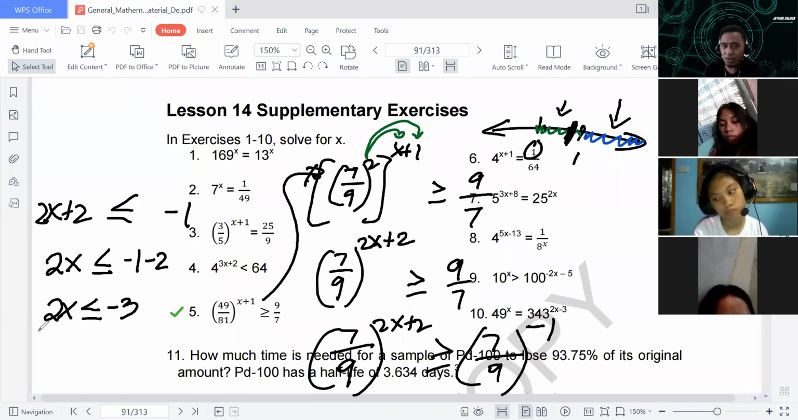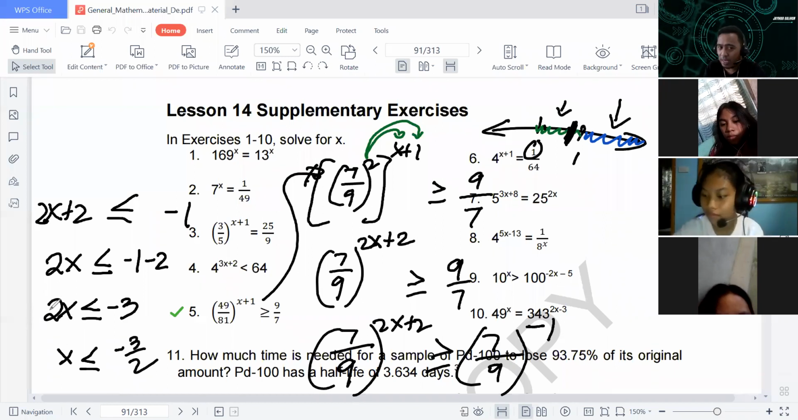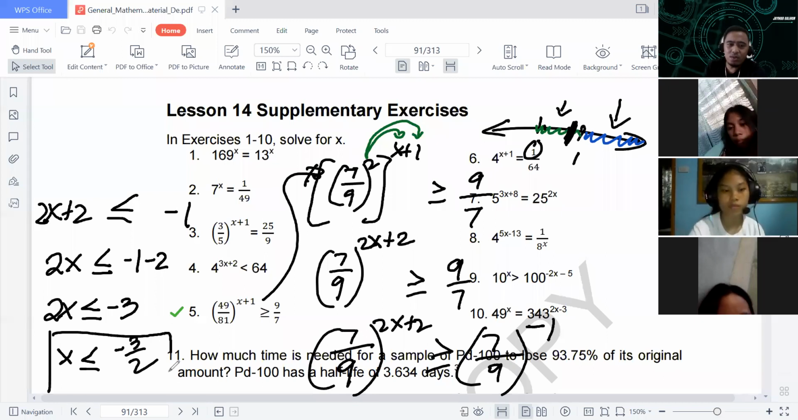You want only x, so you divide both sides by 2. So your x now is -3/2. Which inequality do we use here? Still less than or equal? Will it change? No. Why? It already changed above. We are dividing by 2, which is not negative. So it means you still use less than or equal. Okay, but if it is negative, you change it into its opposite. Understand? Yes, sir. So this is now your answer.